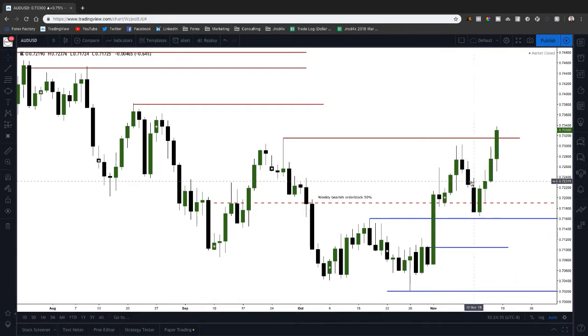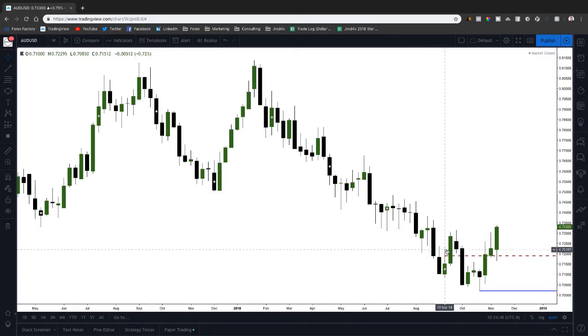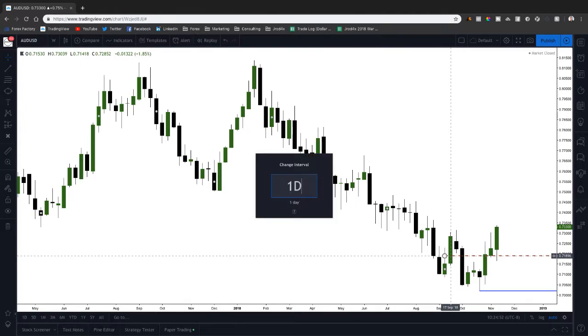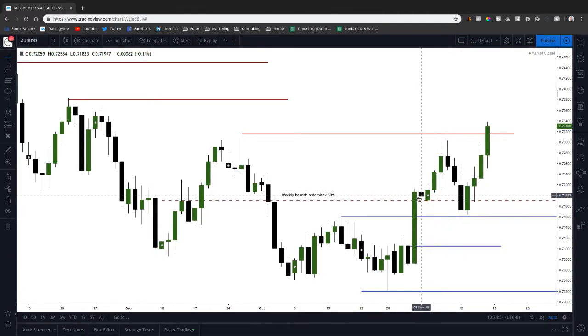And look what happened. Monday we come back down, trade below the liquidity here, right? This dark red dotted line is a weekly bearish order block 50% level, so I'll show you really quickly. These two up candles, 50% level right here. Now I want you to notice what happens on a daily. We close above it on a daily, retest it, bullish reaction, fail to break the high.